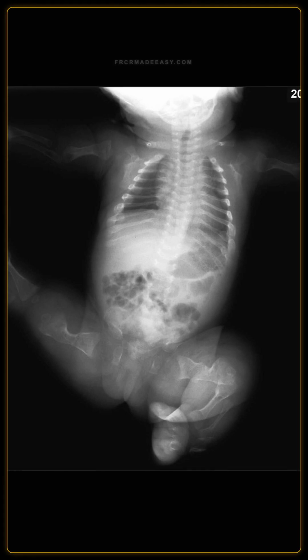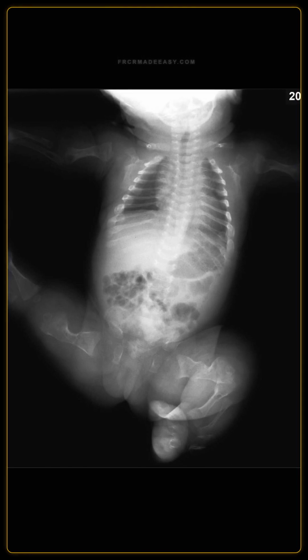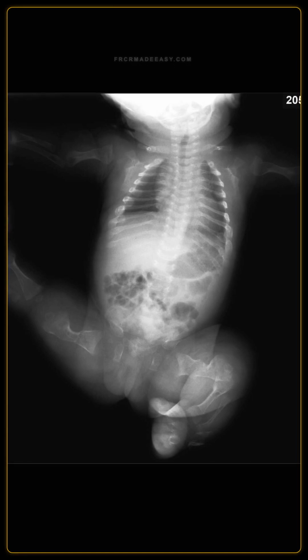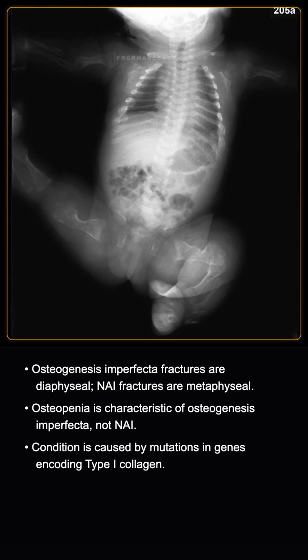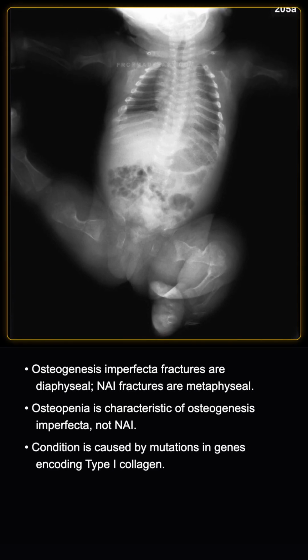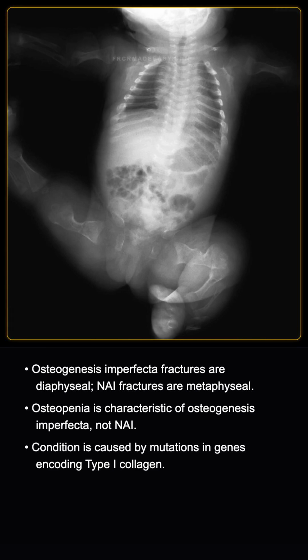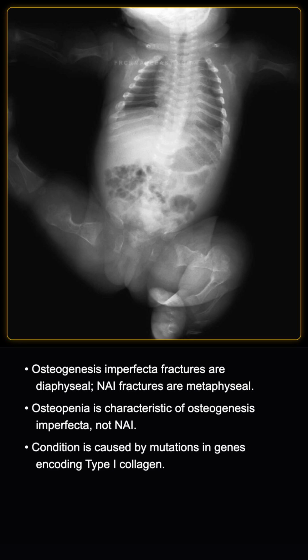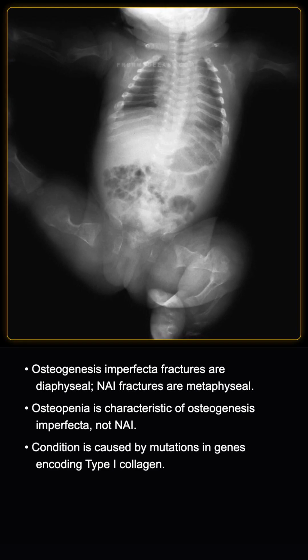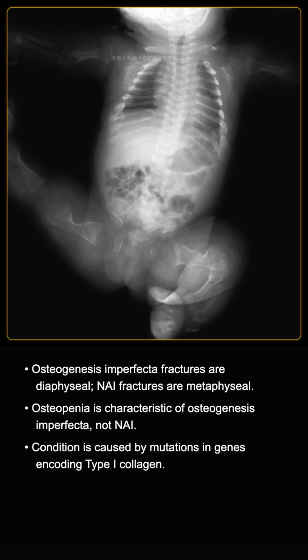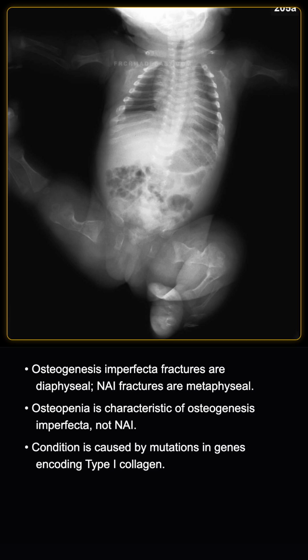How would you differentiate osteogenesis imperfecta from non-accidental injury, and what is the underlying pathophysiology of this condition? In that case, differentiating the two can sometimes be difficult, but fractures in osteogenesis imperfecta are predominantly diaphyseal, whereas non-accidental injury typically presents with metaphyseal corner fractures and posterior rib fractures. Furthermore, the generalized osteopenia and severely thin cortices seen here are characteristic of osteogenesis imperfecta, not non-accidental injury.